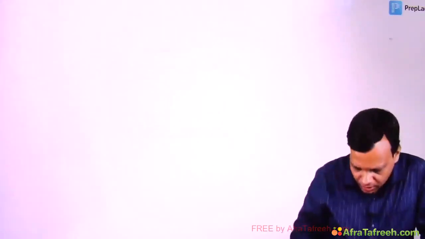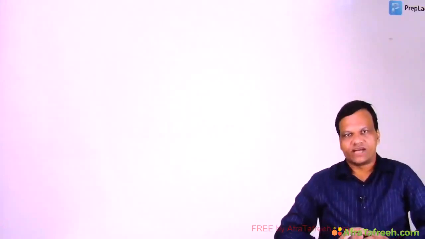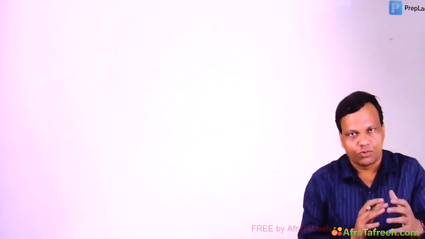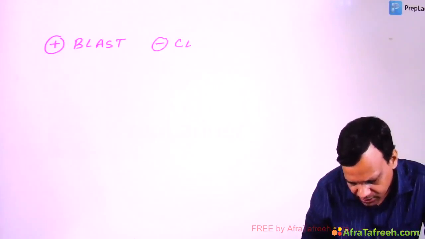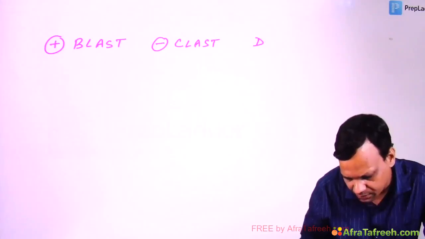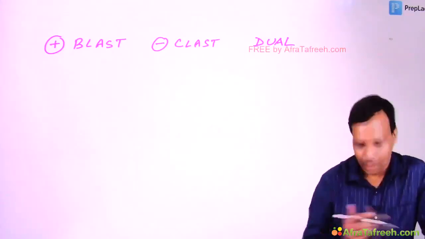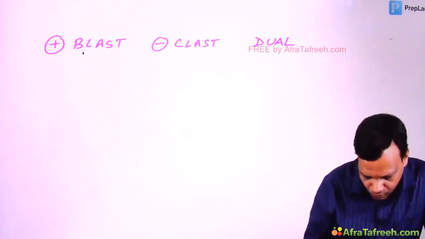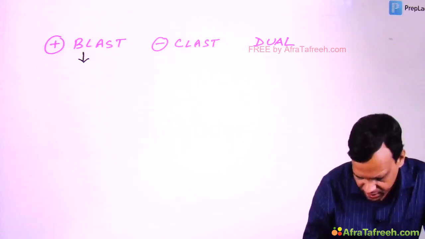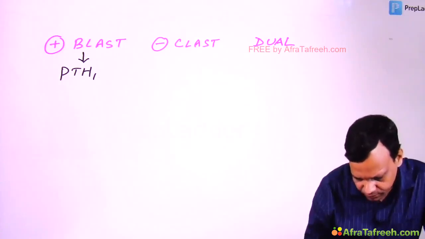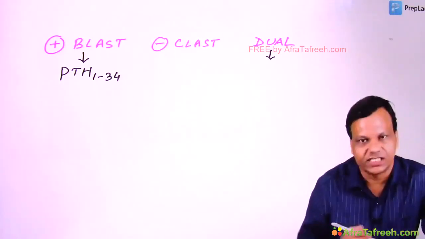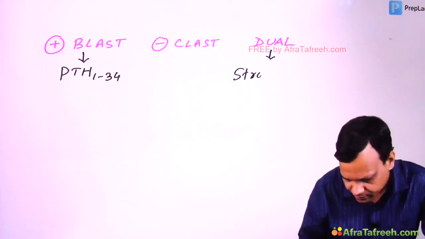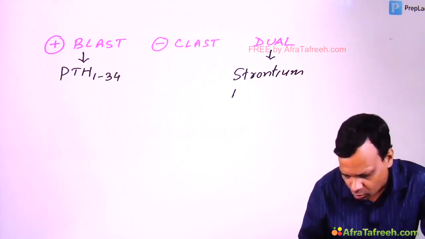Okay. Now quickly we will revise the drugs which are used in osteoporosis. Which drug acts by stimulating osteoblast? Which drug acts by inhibiting osteoclast? And which drug has both mechanisms, dual mechanisms? The drugs which stimulate osteoblast, first are parathyroid hormone analogs, that means teriparatide and abaloparatide. Then drugs having dual actions include strontium ranelate and romosozumab.